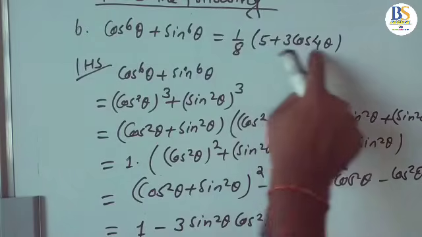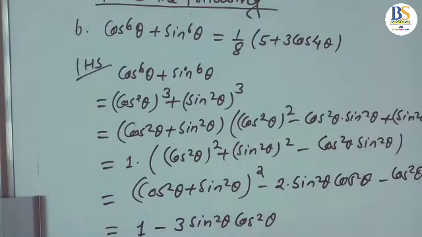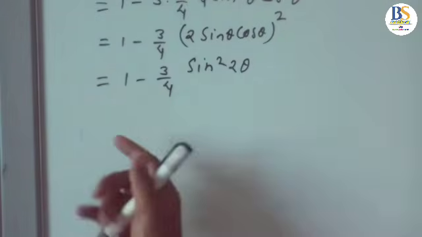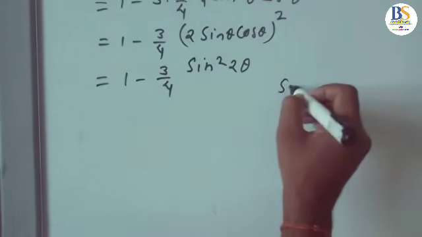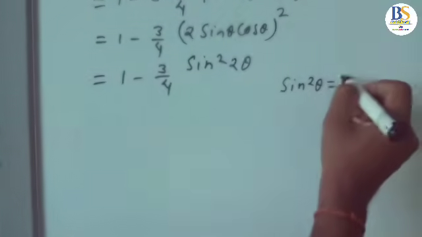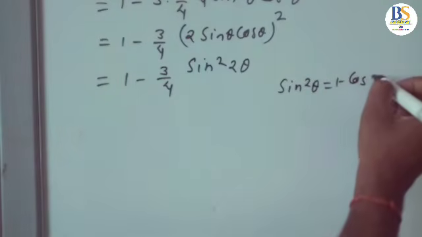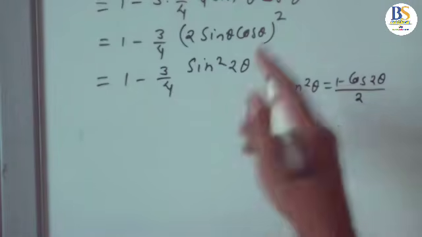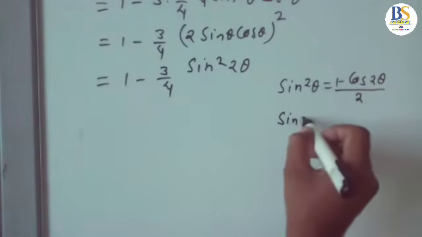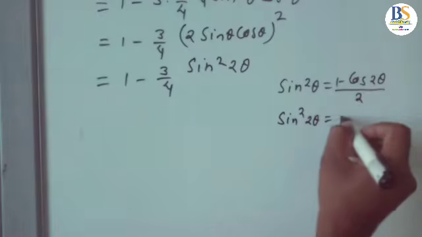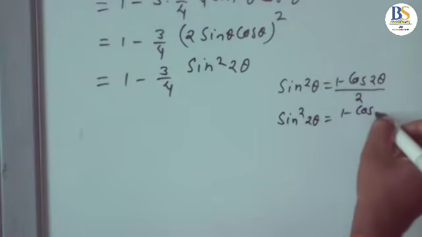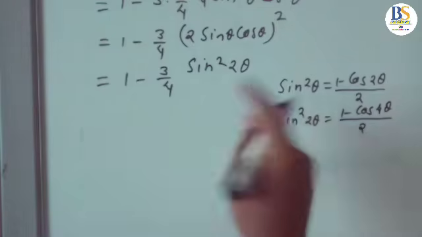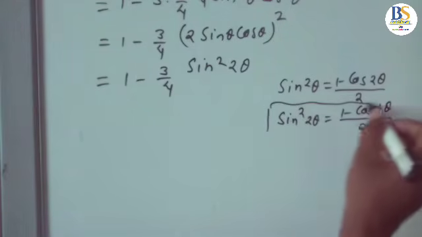Okay, there is cos 4 theta at the RHS, which means we have to express this sin square 2 theta in the form of cos 4 theta. We know the relation sin square theta equals to 1 minus cos 2 theta upon 2. If we replace theta by 2 theta, then we get sin square 2 theta equals 1 minus cos 4 theta upon 2. If we replace theta by 2 theta, then we get the relation like this.